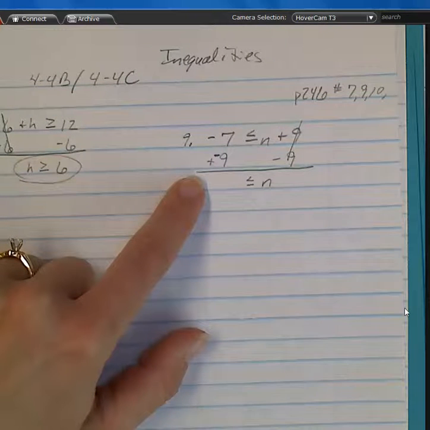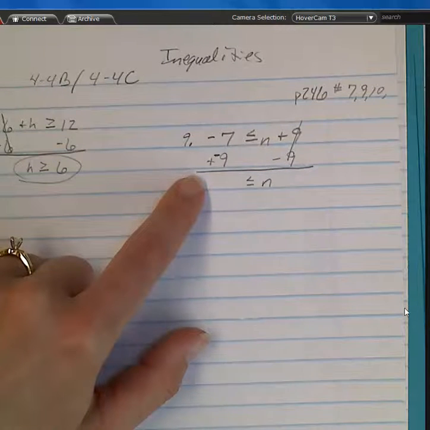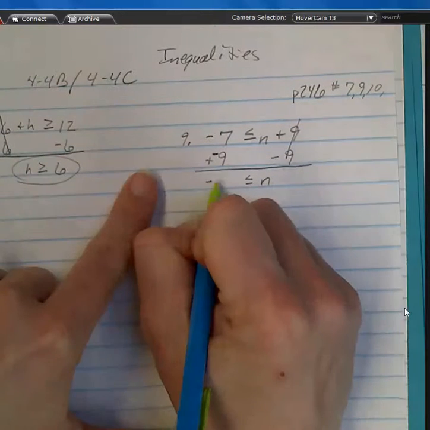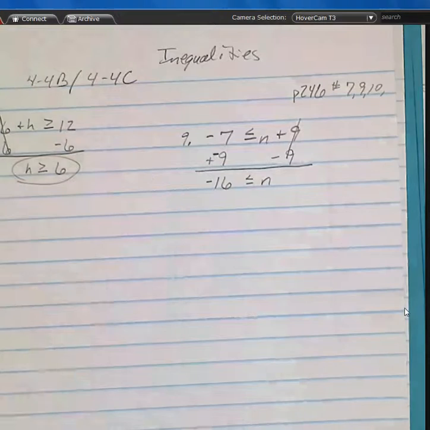It is negative 16. I am $7 in the hole, and I'm $9 more in the hole. It's negative 16. So some of you did not put in long-term memory.